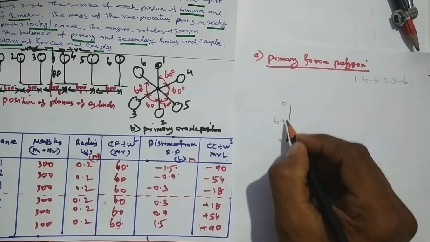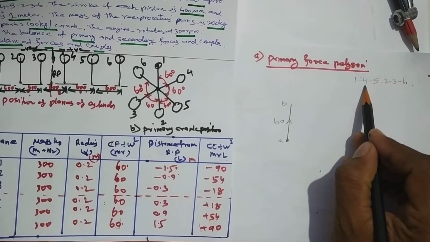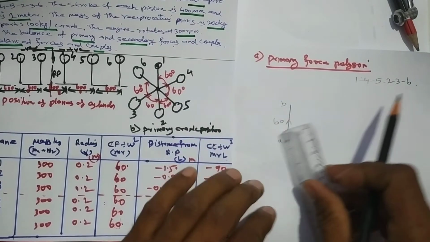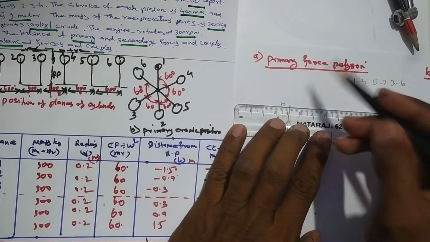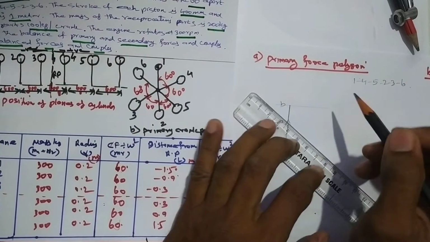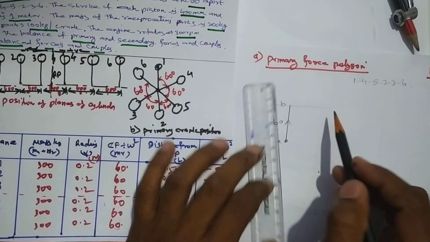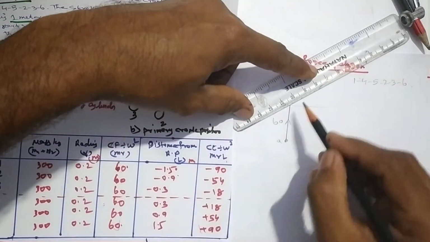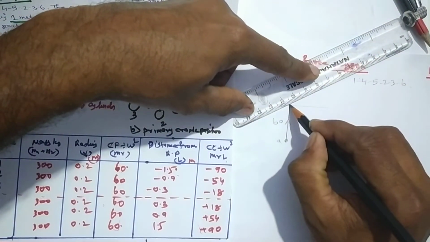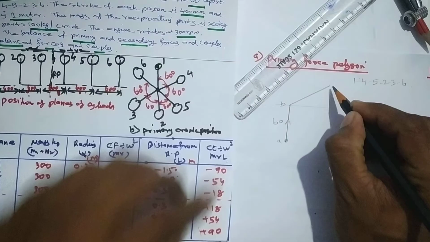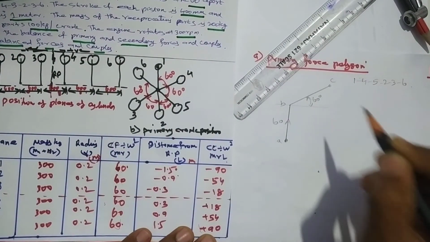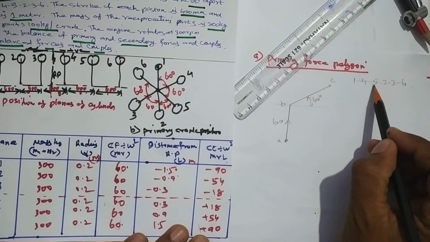What is the next one immediately? Following the firing order, the fourth, you see this is always 60. According to the 60 degree angle, draw one horizontal line and draw one 60 degree line from this point towards the upward direction. See this angle is 60 degree, right?